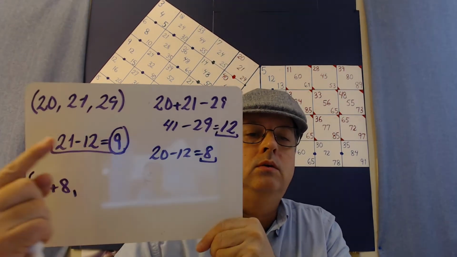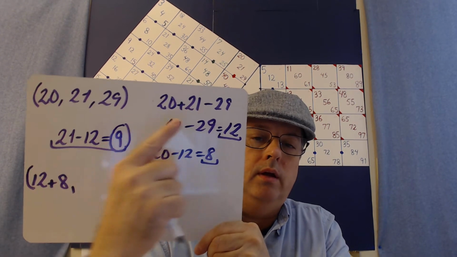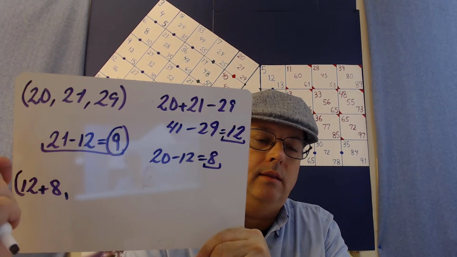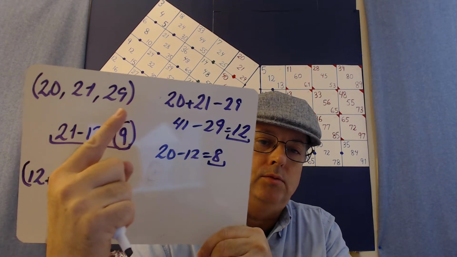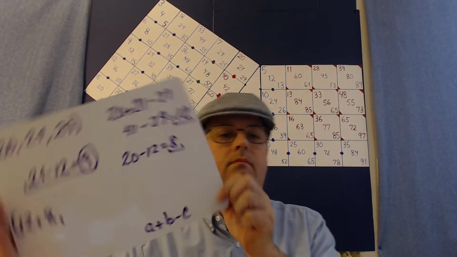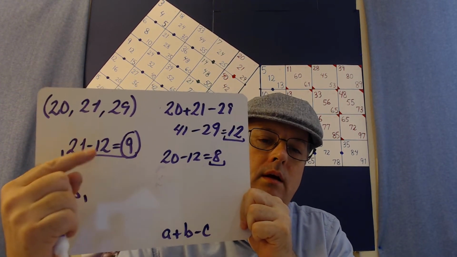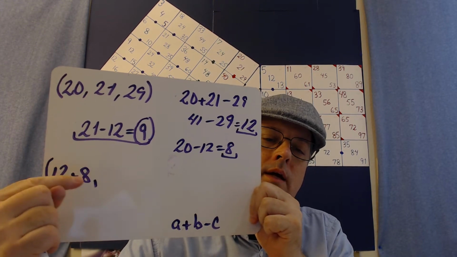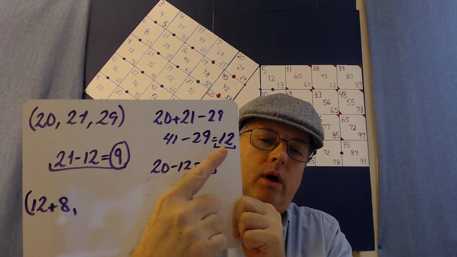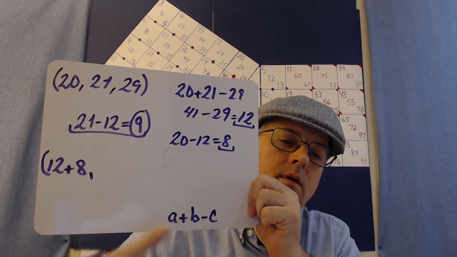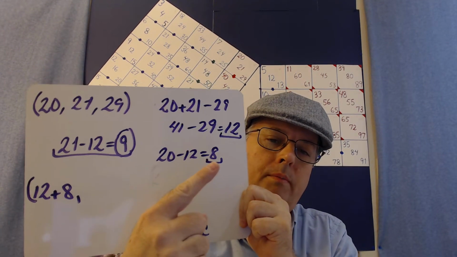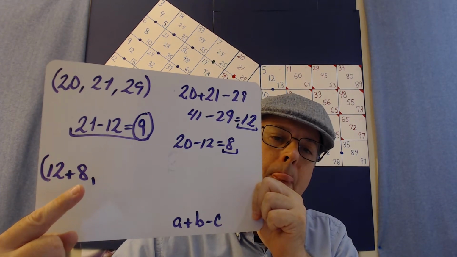Okay, so we arrived at this number 20 by adding the A and the B value and subtracting the C value. So that's what we did here. We did A plus B minus C. And then we got this value 12 from that arrangement. And then we subtracted the 20 minus 12 to find the 8 there.